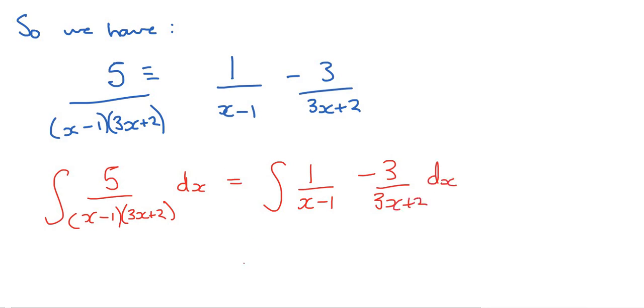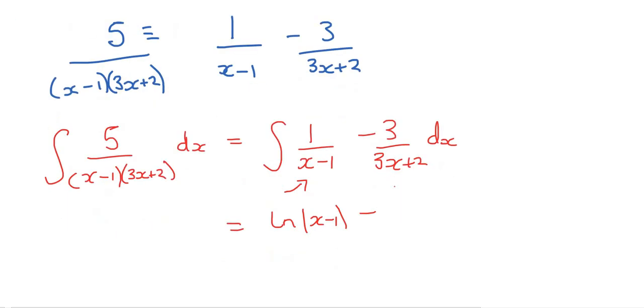Right, and we can easily evaluate this using what we know. If we see something of the form f dash x over f of x, then this is the natural log. So this first part here is the natural log of x minus 1. Note the derivative of the bottom of this one is 3, so we can actually just say that this is the natural log of 3x plus 2. And as always, don't forget that plus c.